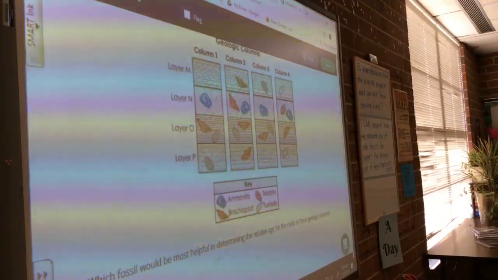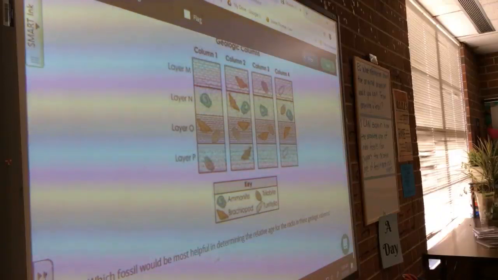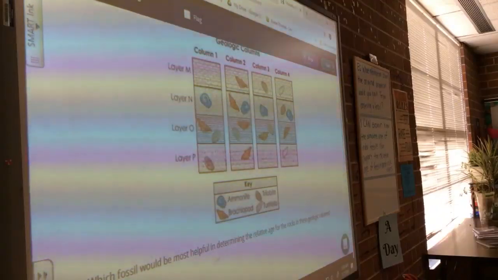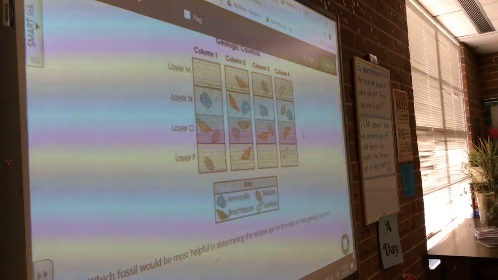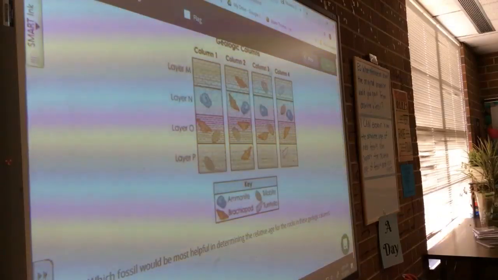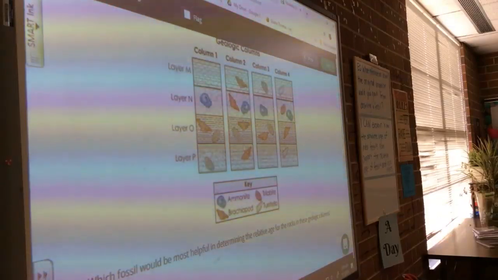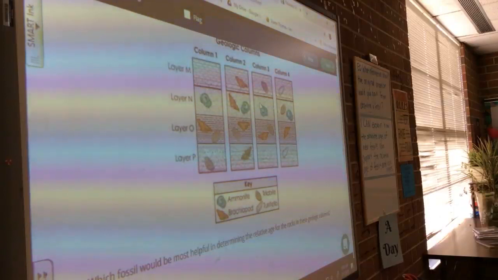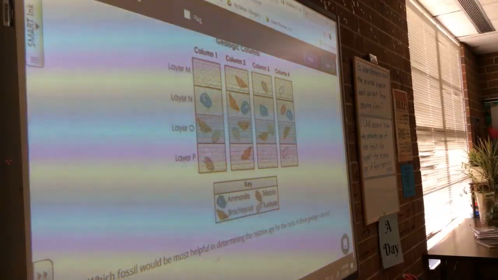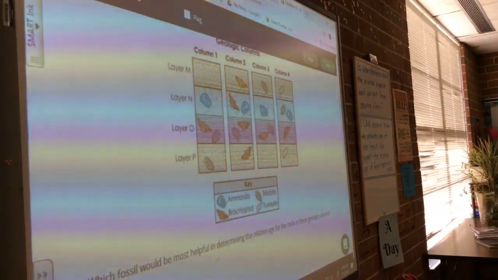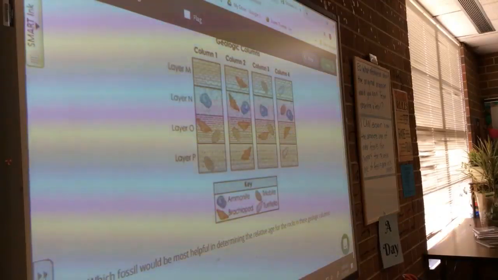Why is that a good fossil to use for relative age? Because they're in the same layers. They're all in the same layer, and you find them in each one of the columns. So they're abundant. They're only in one timeline. So what type of fossil is that? Index fossil.